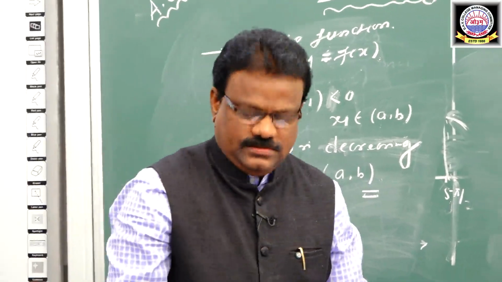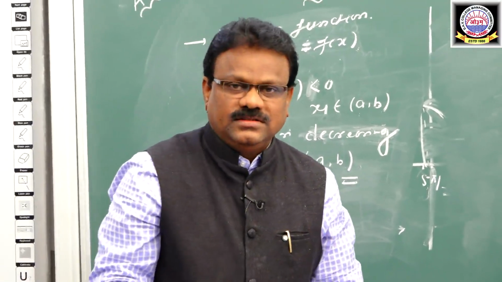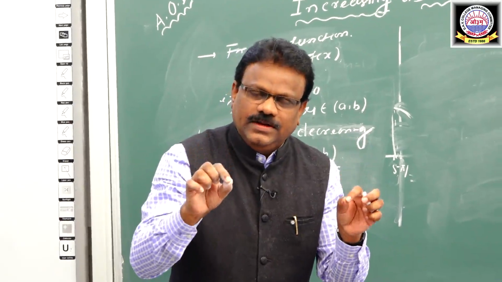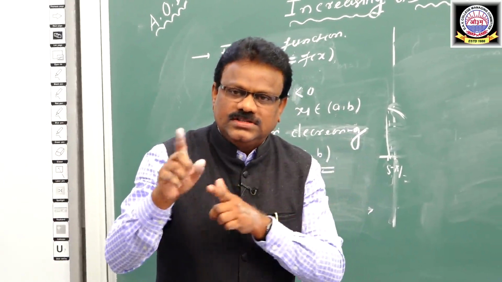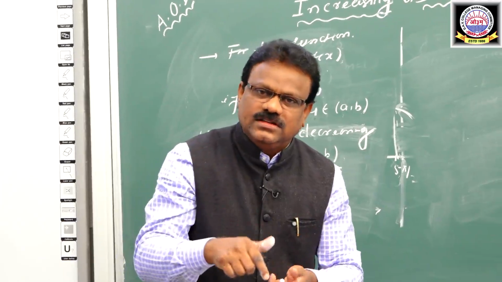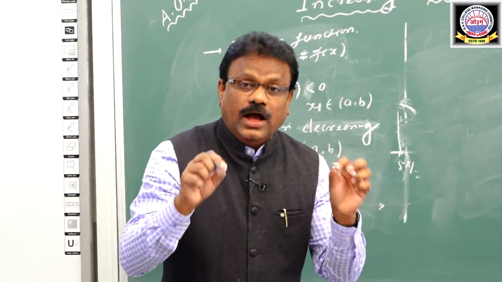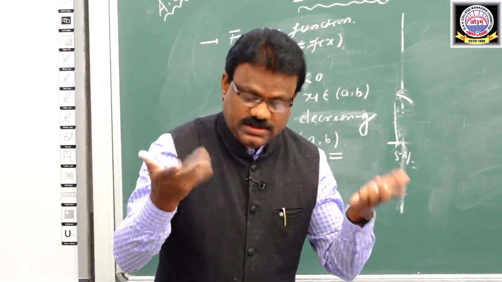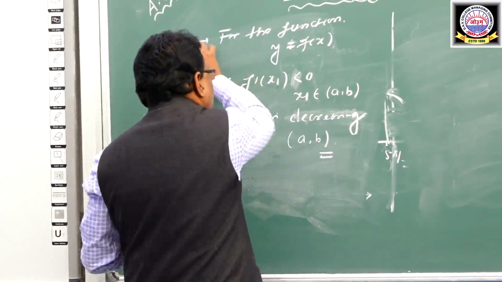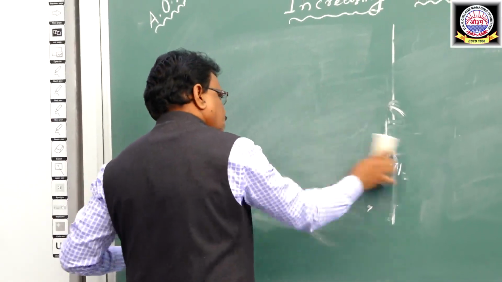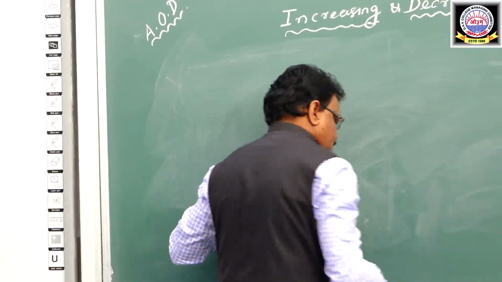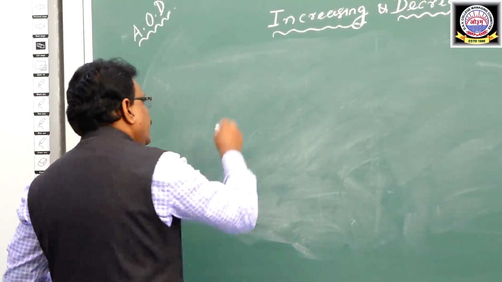So, these are the definitions, but we will prove it by the observation. We have seen if the derivative is greater than 0, the function is increasing. If the derivative is less than 0, the function is decreasing, but mathematically we will prove whether it is true or not. So, let us see the proof that the function is increasing when the derivative is greater than 0 and decreasing if the derivative is less than 0. So, let us come to the proof.